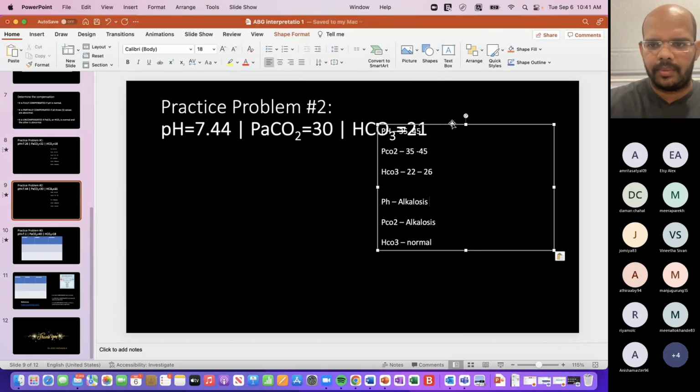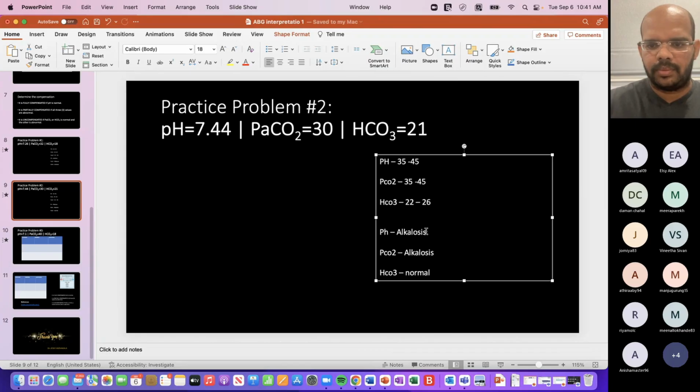This question. pH is 7.44. It's normal. Okay, pH is normal. PaCO2 is less, so it's alkalosis. Very good. HCO3 is also less, so it's also alkalosis.